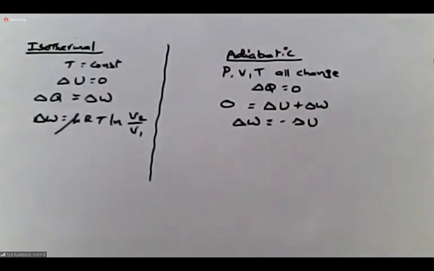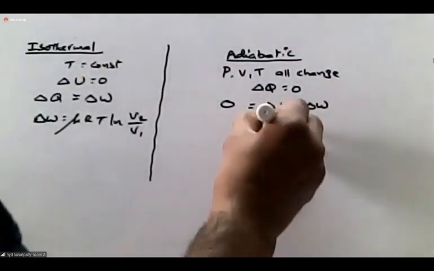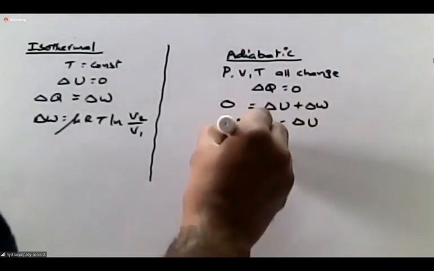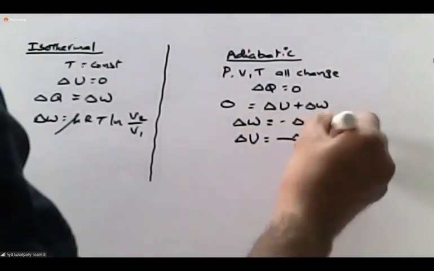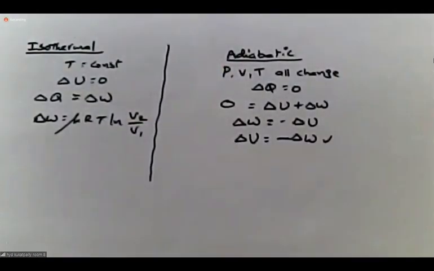Understood? I can also restate it like this: du is equal to minus dw. I can write it even like this. Minus dw indicates I am doing work on the gas. Gas does work positive, I do work negative. Minus dw indicates I am doing the work.